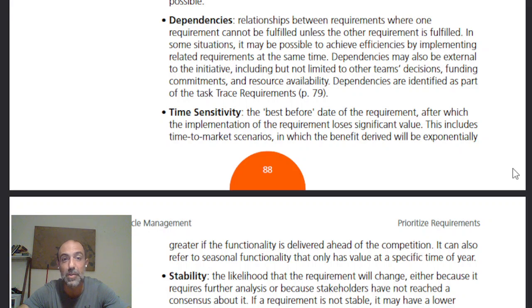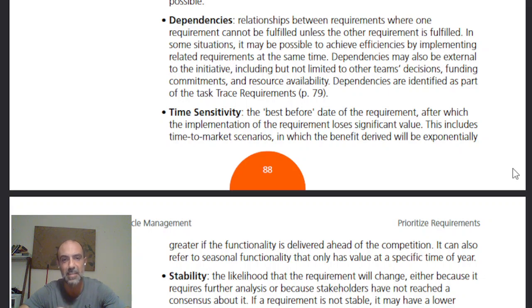Dependencies may also be external to the initiative, like it could be something beyond the actual solution, including but not limited to other teams' decisions, funding commitments. It's true, because maybe something that you're working on requires a certain money or certain approval about a certain contract somewhere in the future. So you have to consider these things. And resource availability. Dependencies are identified as part of the task trace requirements.